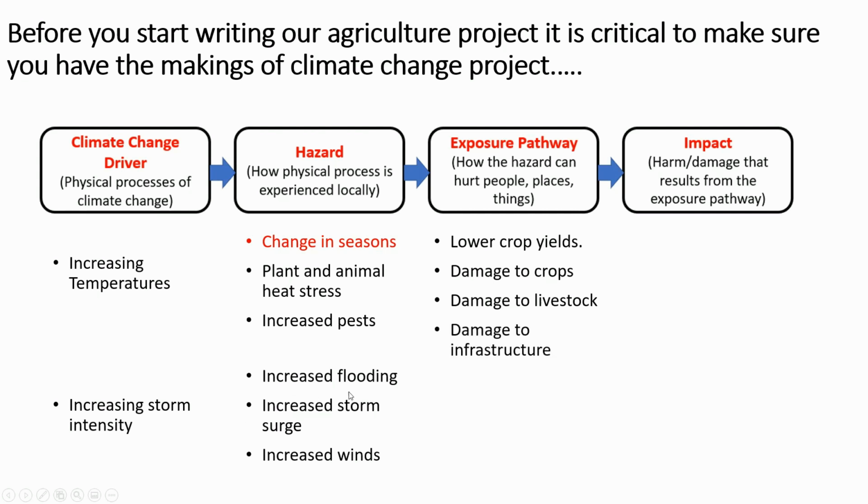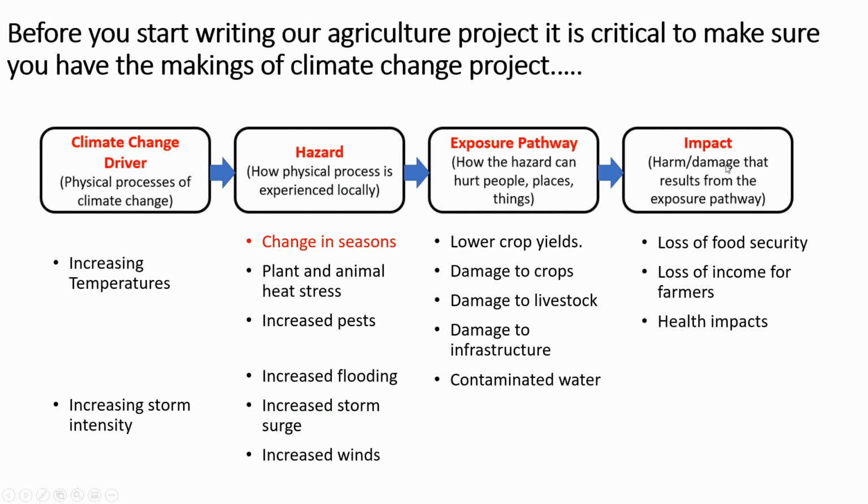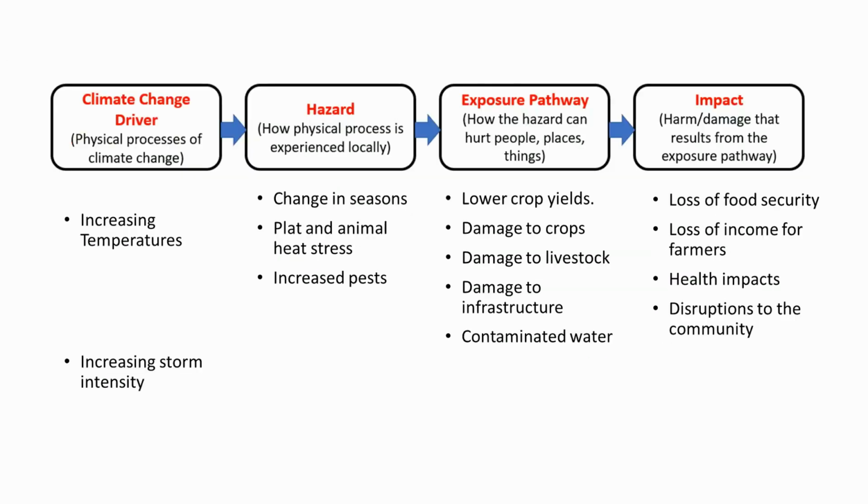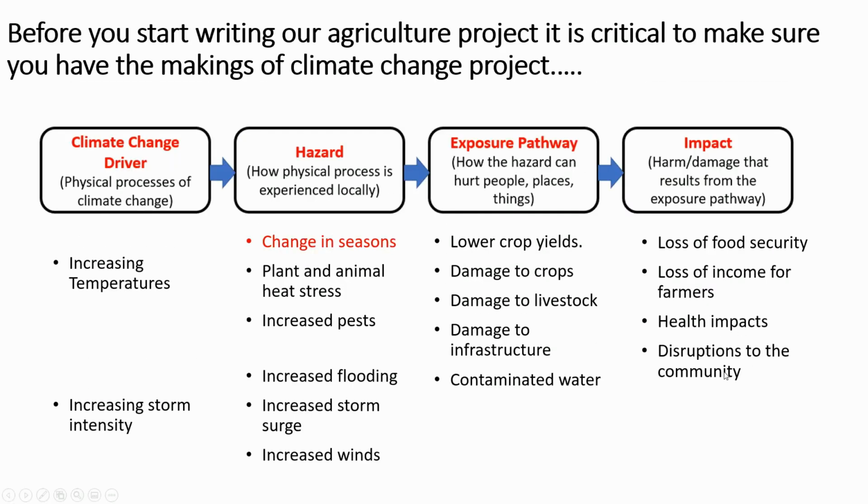So what happens? This can lead to damage to infrastructure and contaminated water. And all of these things together, the impact, the bigger picture way that this affects our community, is through a loss of food security and loss of income for farmers. See, this tells us that these problems are really bad. This is why we're worried about this. Health impacts, disruptions to the community, and so forth. Now, these are the things over here that we need to really adapt to. We want to make sure that we don't have a loss of food security. We don't have a loss of income from climate change. These are the things that we're worried about right here, right?